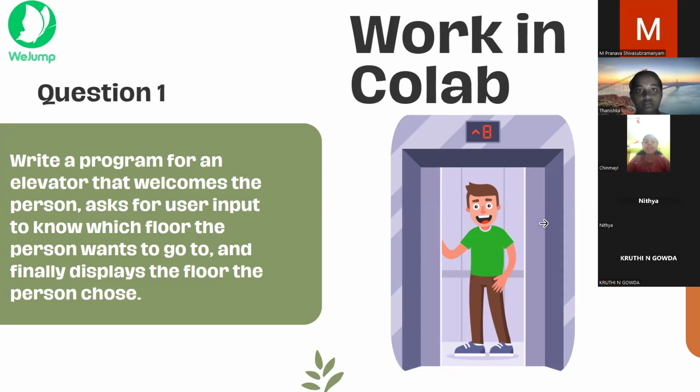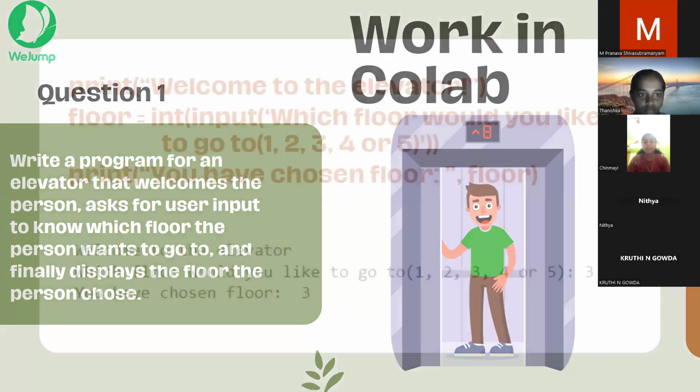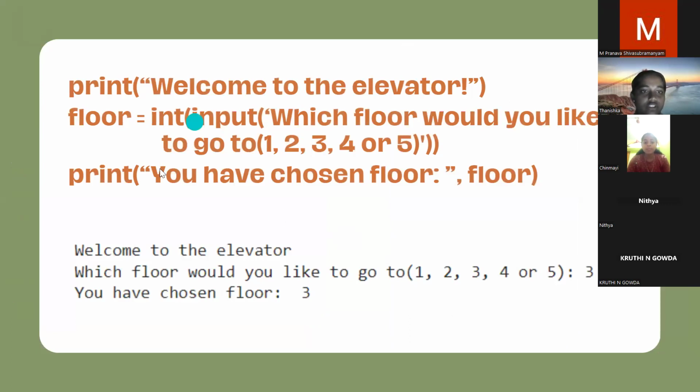Hello, everyone. My name is Chinmay of class 8 standard. Today, working in collab, question 1. Write a program that will welcome the person to the elevator, and then it will ask which floor that person wants to go to. Then you enter which floor you want to go to, and before you go to the floor, it will show which floor you have chosen. For example, you have chosen second floor. This is the programming question. Shall I go for next?